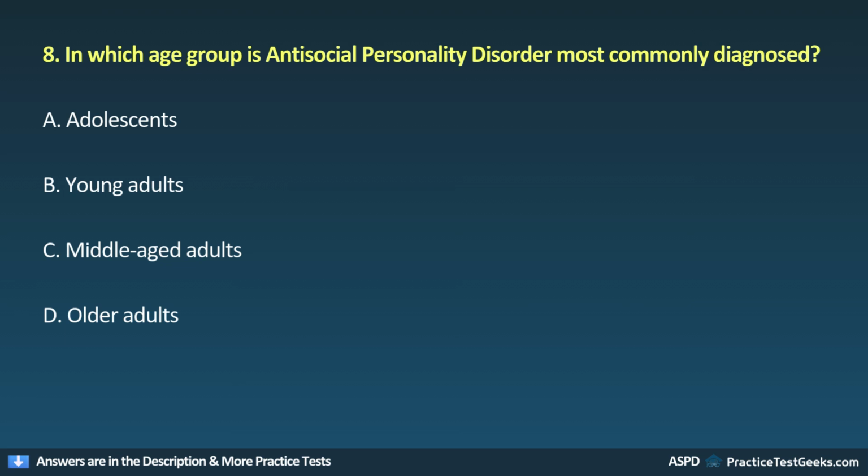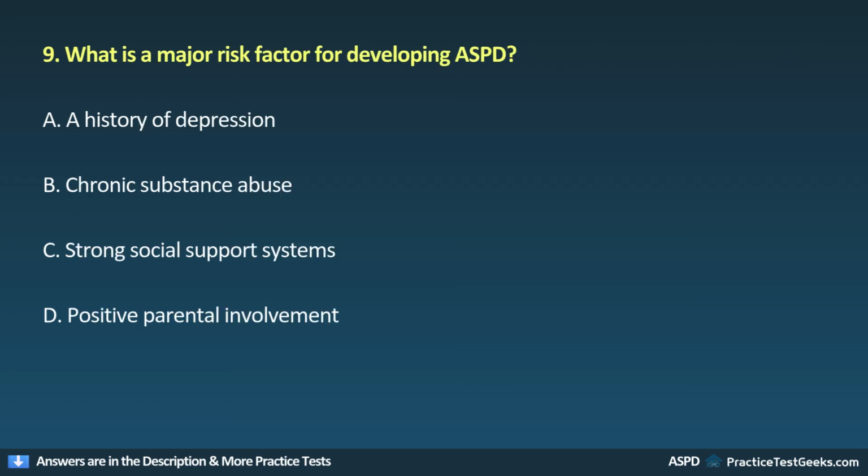A. Adolescents. B. Young adults. C. Middle-aged adults. D. Older adults. 9. What is a major risk factor for developing ASPD? A. A history of depression. B. Chronic substance abuse. C. Strong social support systems. D. Positive parental involvement.